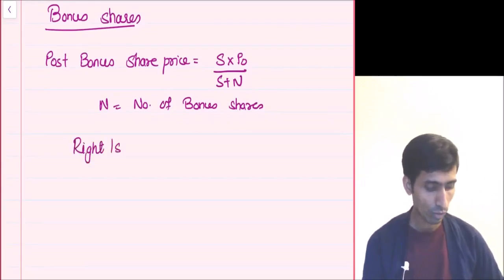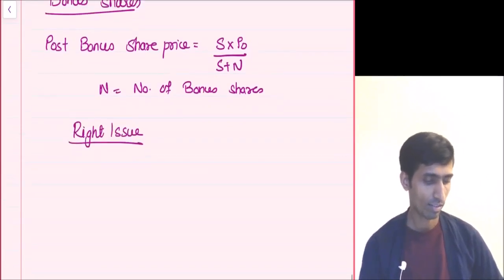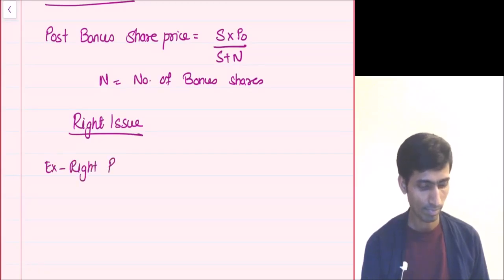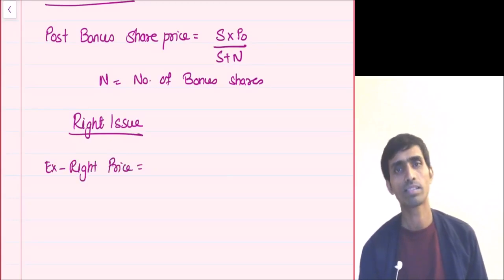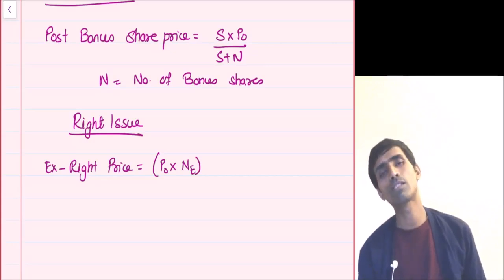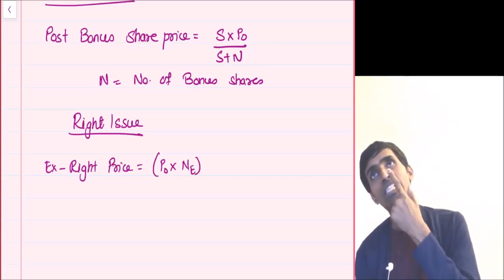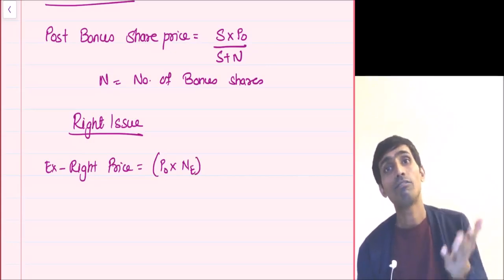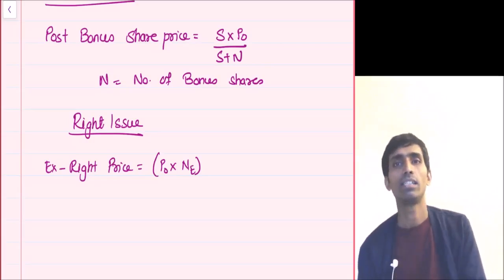Okay, next is rights issue. Ex-rights price, P0 into NE. Rights issue means if in case I have to raise funds through equity, first I will ask the existing shareholders. So it is their right. Okay, so it is called rights issue.